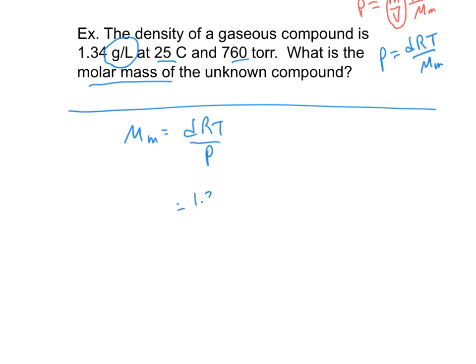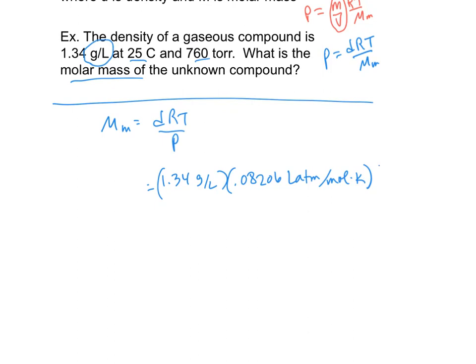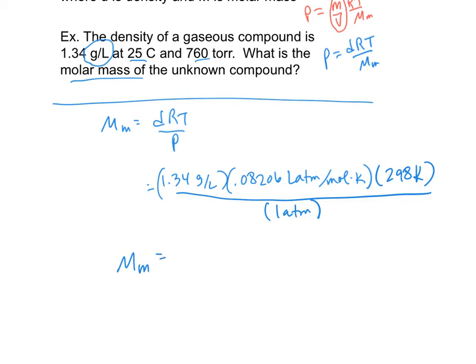So this is going to be 1.34 grams per liter times 0.08206 liter atmosphere per mole Kelvin times the temperature, which is 298 Kelvin. And then you're going to divide by the pressure, which is 1 atmosphere. You can do the conversions and see that the molar mass is equal to 32.8 grams per mole. And this is something that you could probably guess.